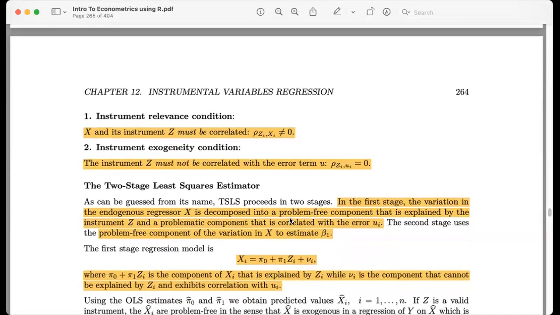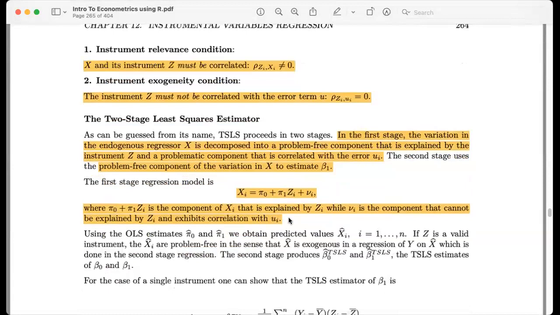So now it explains how two-stage least squares works. The basic mechanism is this. We first regress x_i on the instrument. That will be the first stage regression. The first part of the regression is the component of x_i that is explained by z, whilst v_i is the component that cannot be explained by z and exhibits some correlation with the error term.